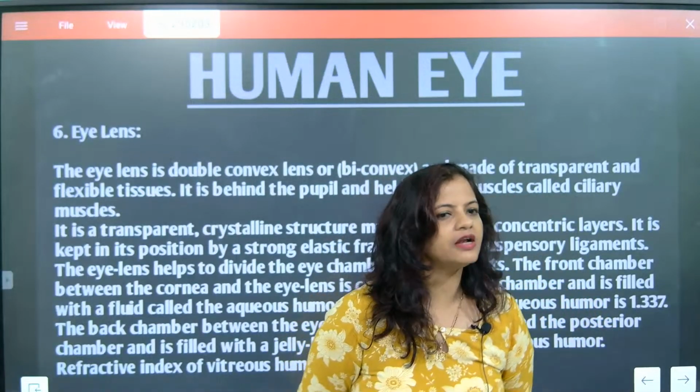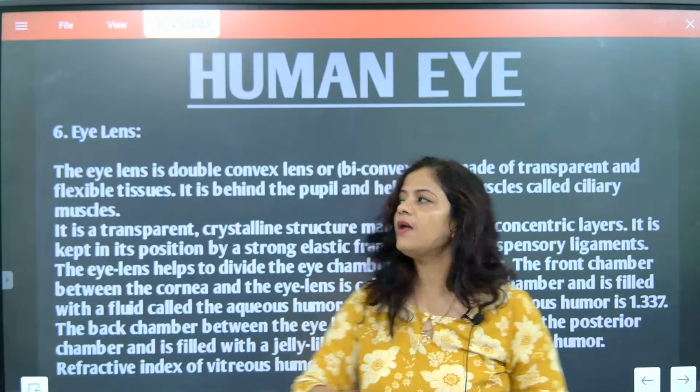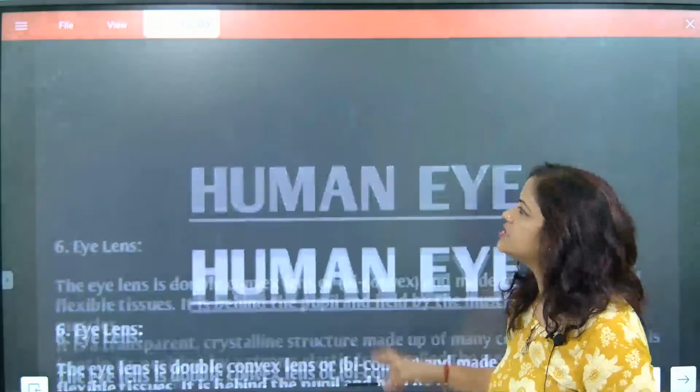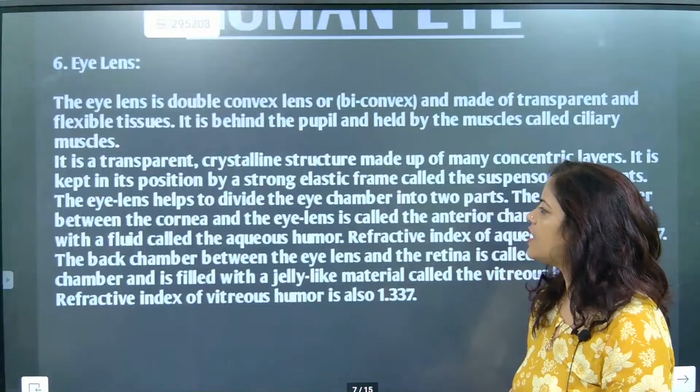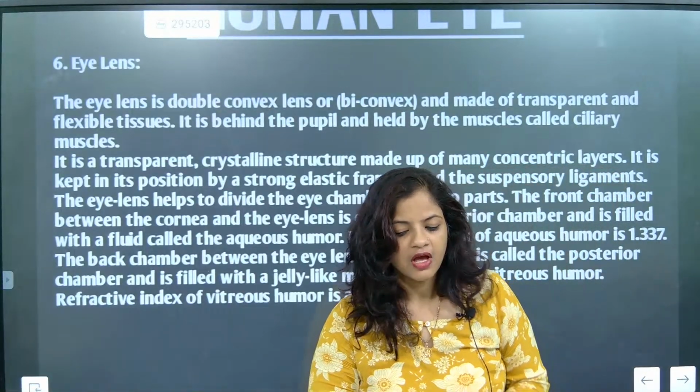So let's understand about it. For that, we have learned about some of the most important sections of our eye. The first thing we have seen is that our eye has the cornea.